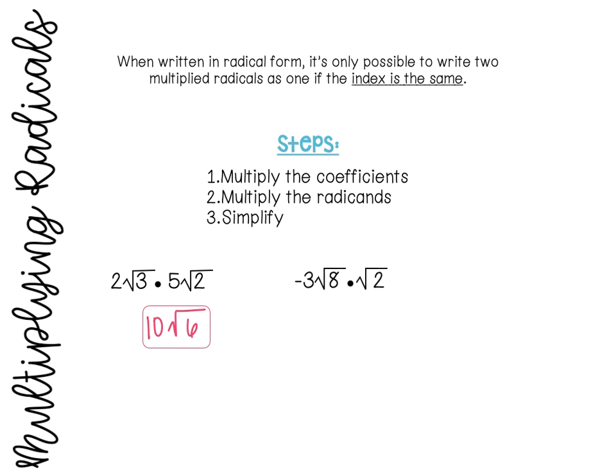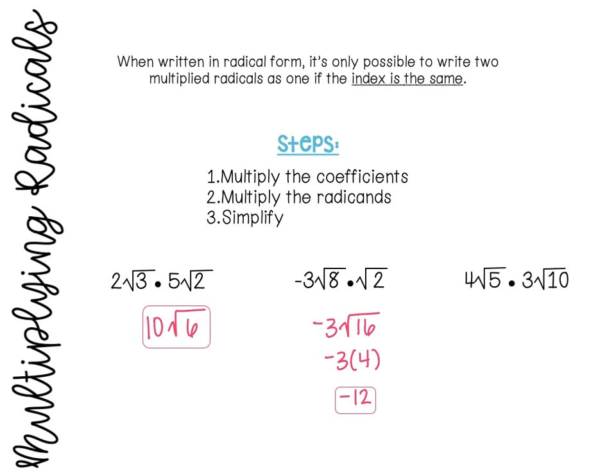Next example. Again, negative 3 times 1 is negative 3, and 8 times 2 is 16. Well, we do need to simplify. What is the square root of 16? 4. And what is negative 3 times 4? Negative 12. And there's our answer. Okay, simple. Let's take another look.